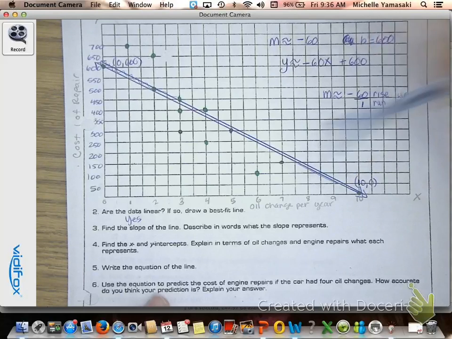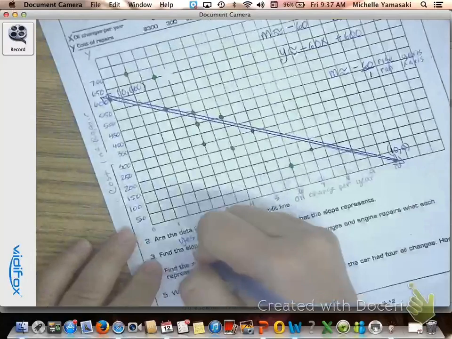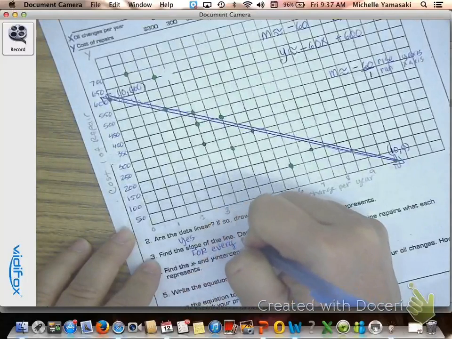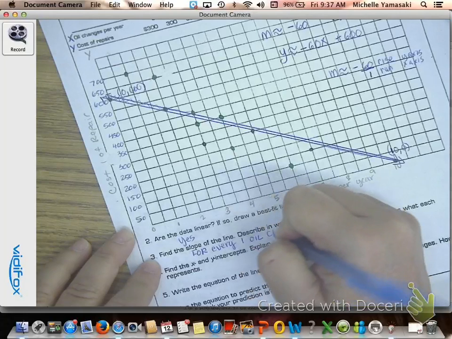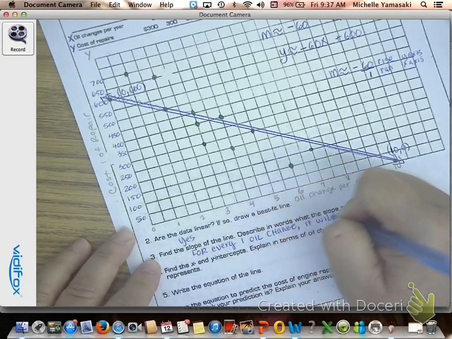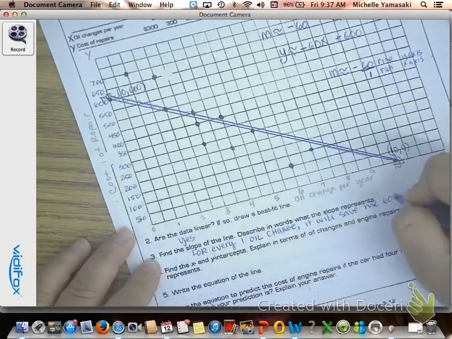Right. So let's put that in real words. Every time, for every oil change, I will what? Save $60 on possible car repairs for the year. For every one oil change, it will save me $60.